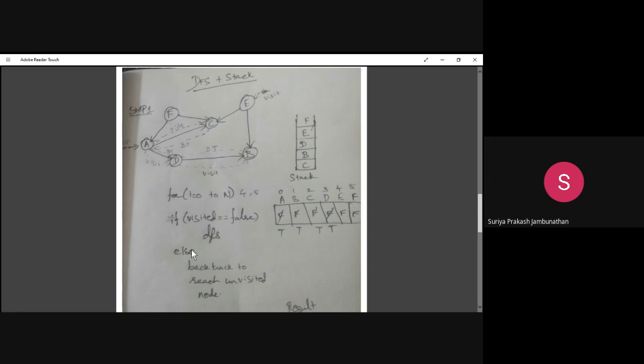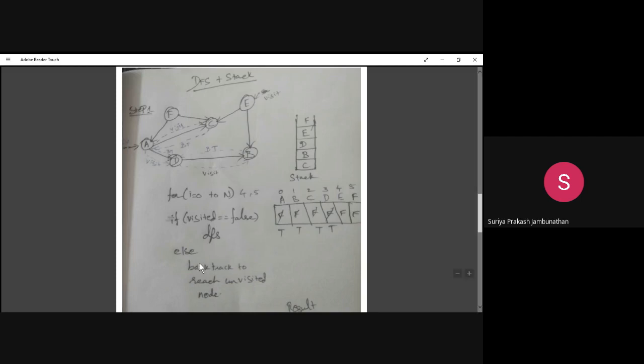Otherwise, we have to do backtracking and try to reach an unvisited node. When you are doing the forward pass, we identify only visited nodes and we are not able to move on. In that case, we have to do backtracking and reach the previous node, and then try to reach whether the node is unvisited or visited. We have to reach only the unvisited nodes.